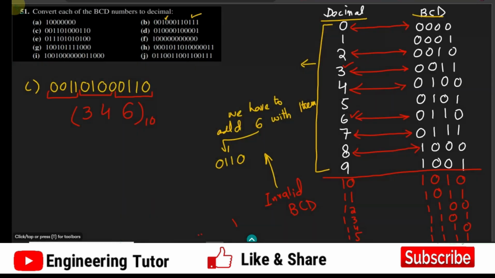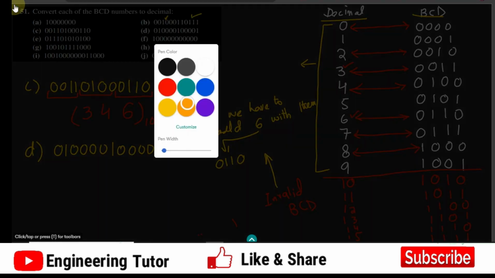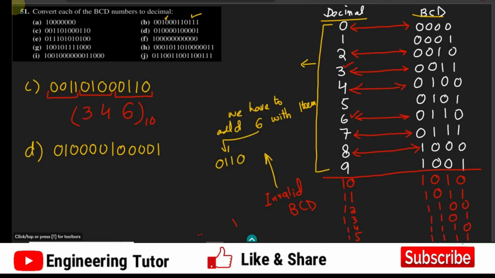For part D here, let me write the equivalent of part D. So writing it here, 0 1 and 1 2 3 4 zeros, 1 2 3 4 zeros, and then 1, and then again 4 zeros, and then 1. Okay, so this is my number. Now again let me write it in the form of 4 bit groups. So this is a first group, this one is a second group, while this is a third group here.